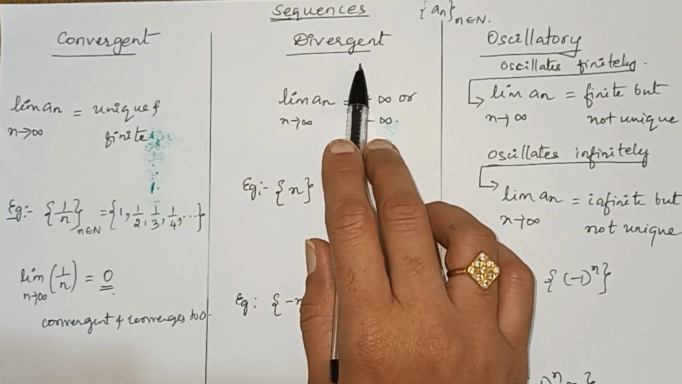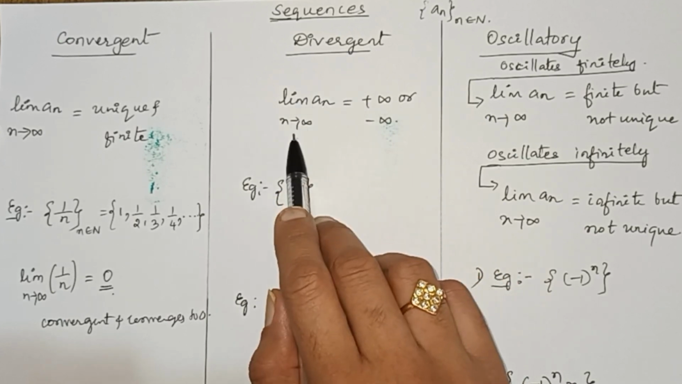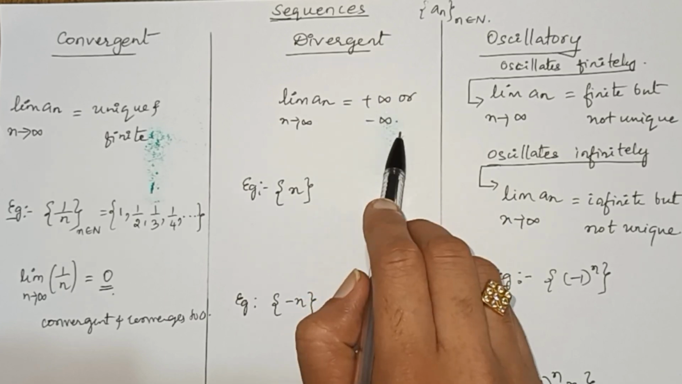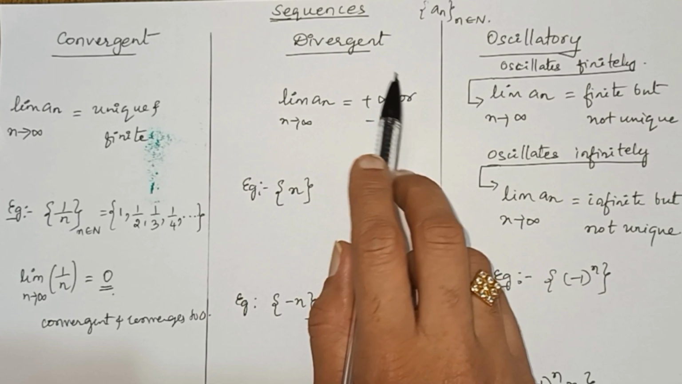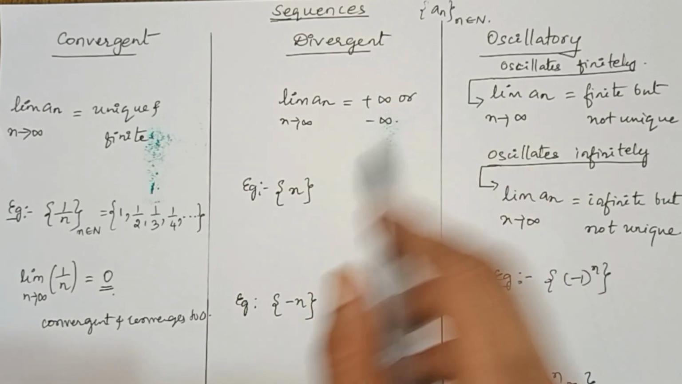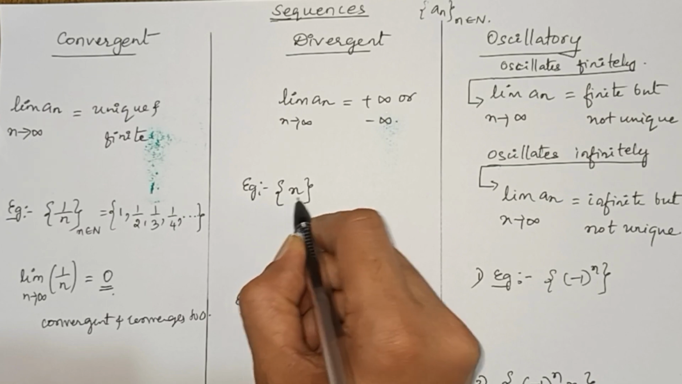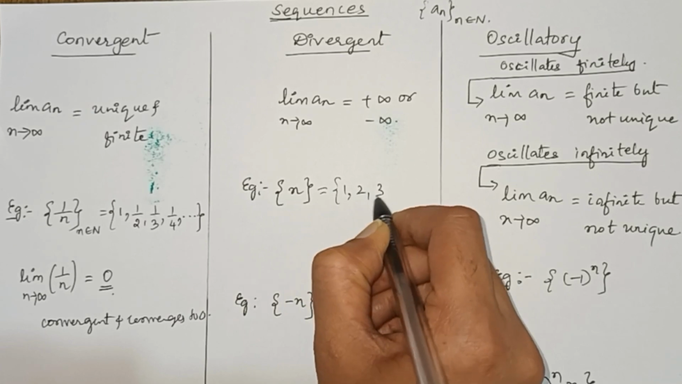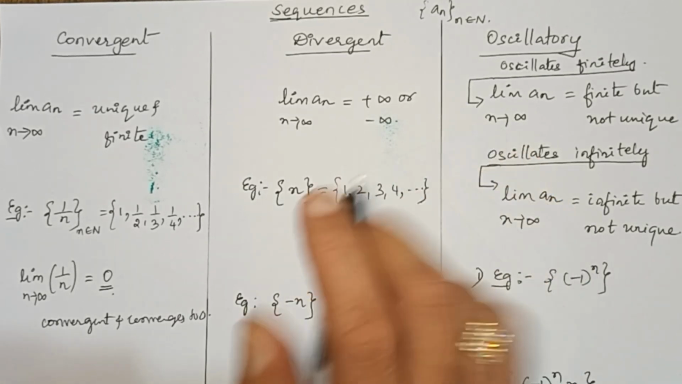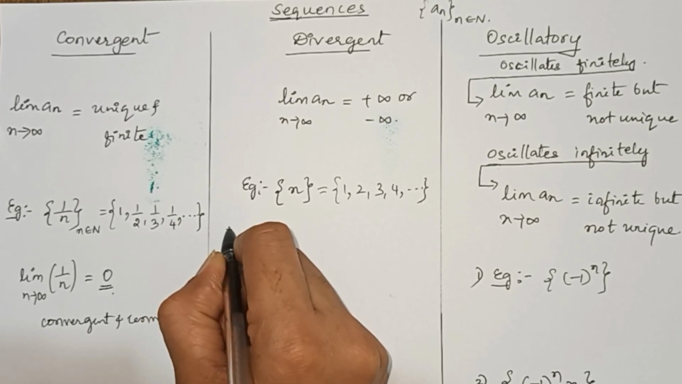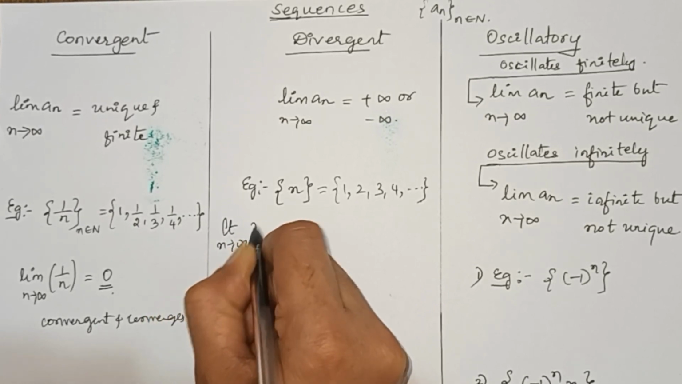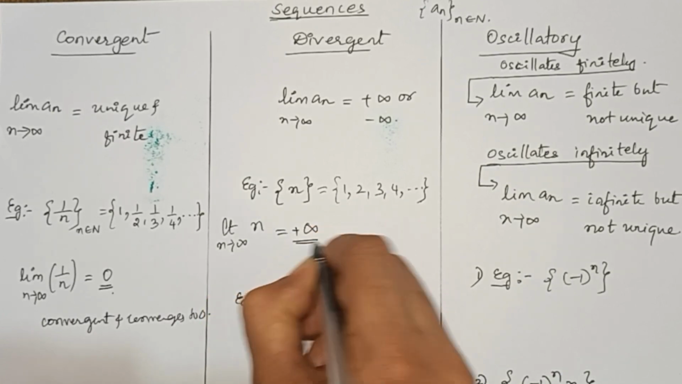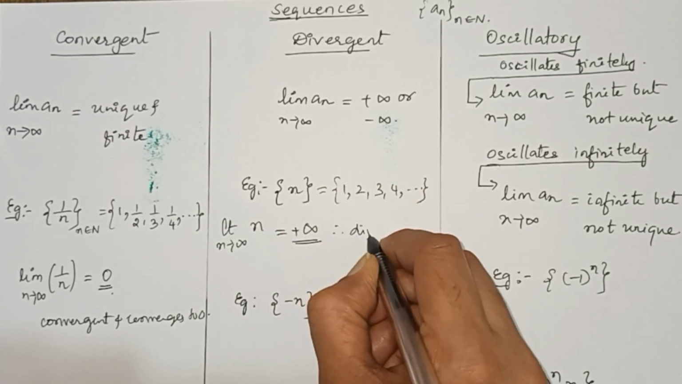Now, for a divergent sequence, the limit of a_n as n tends to infinity is either plus infinity or minus infinity. In that case, we say that the given sequence is divergent. For example, consider the sequence n. When you go on giving values for n, you'll get 1, 2, 3, 4, and so on. This is the easiest and simplest sequence. Now find the limit as n tends to infinity; the nth term is n, apply the limit, we get plus infinity, therefore this sequence is divergent.